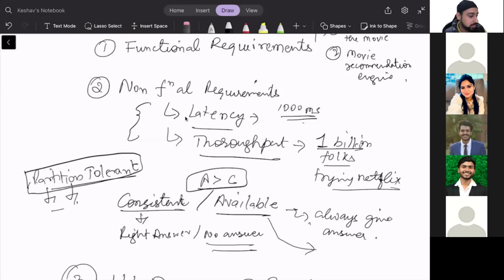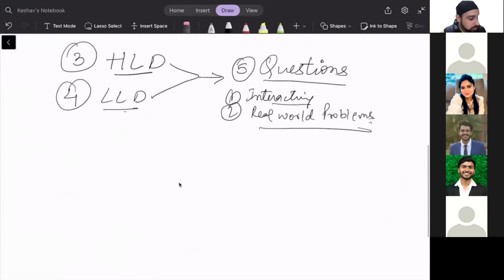This is more of a system design kind of thing. Partition tolerance is generally a part of the CAP theorem. CAP stands for consistency, availability, and partition tolerance. But over here, partition tolerance is generally always taken into consideration. Does that answer the question? Okay, perfect. Cool.